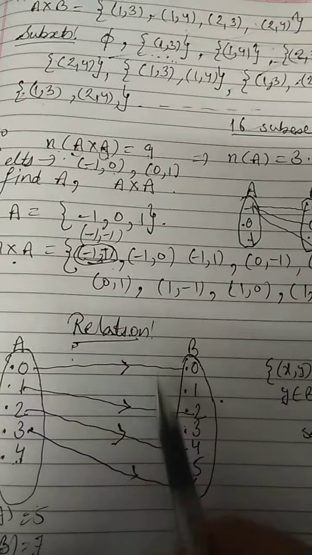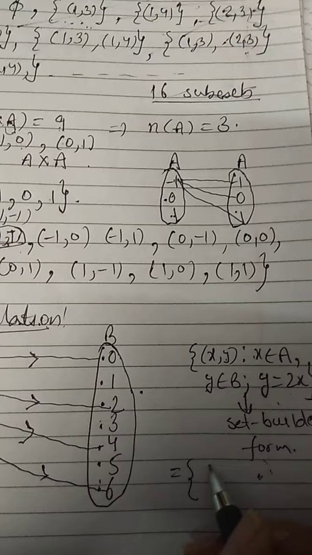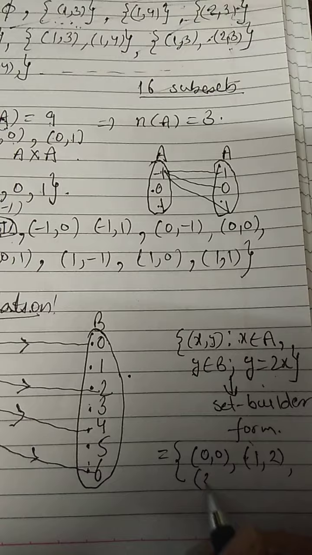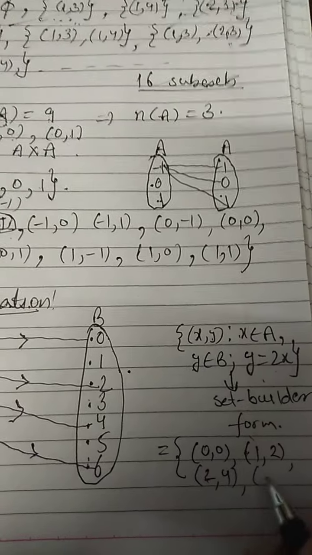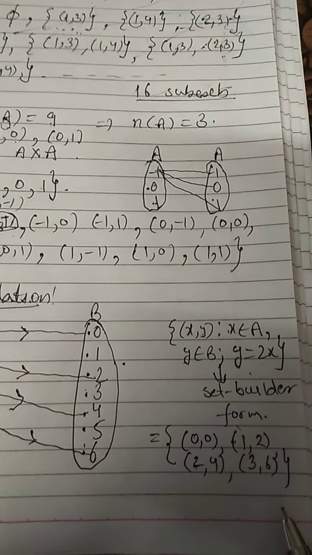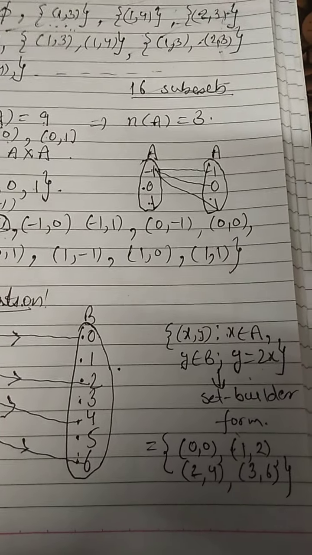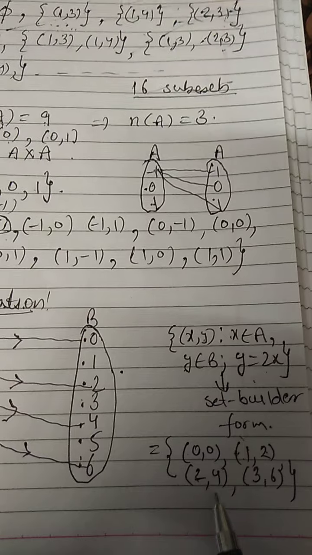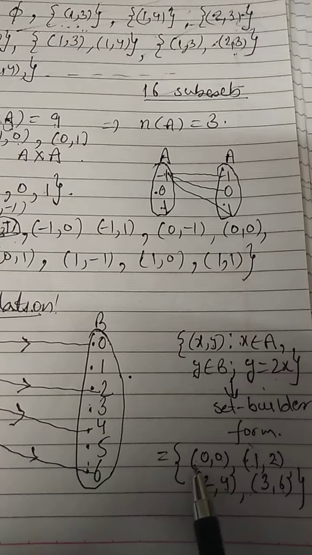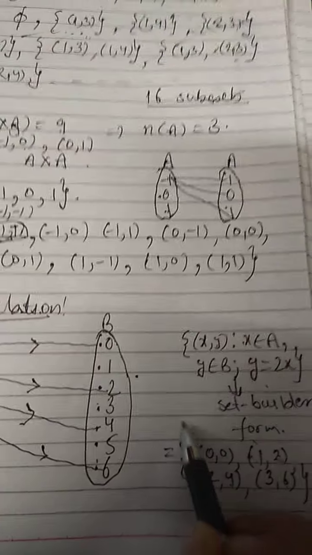So if I write down this set builder form in the roster form, it will be (0, 0), (1, 2), (2, 4) and (3, 6). Now when I look at these ordered pairs, what I am observing is a certain relationship between the first element and the second element. The second element is twice the first element, here also the same, and 0 into 2 is actually 0 only. So every ordered pair is satisfying a certain criteria.